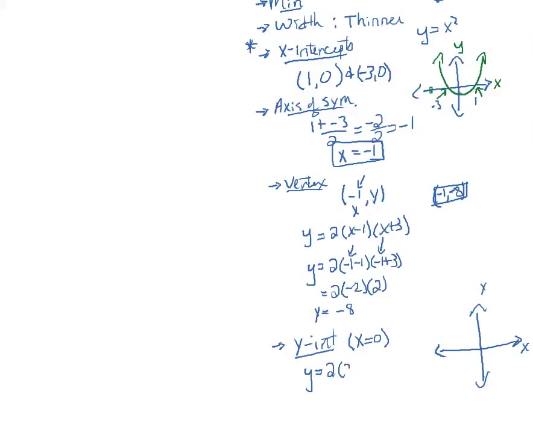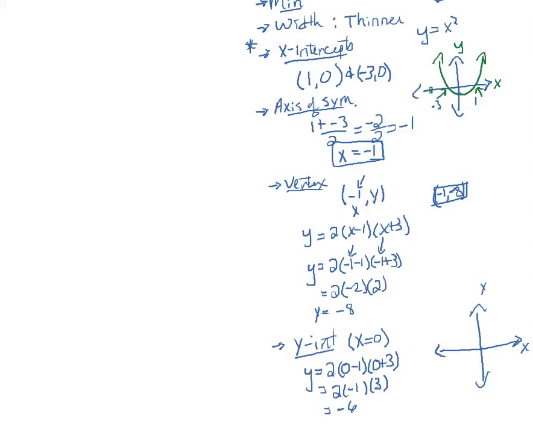So it was x minus 1. Well, we're going to use 0 for x now. And x plus 3, we use a 0 there. 0 minus 1 is -1. Let's not forget the 2. 0 plus 3 is 3. Do your multiplication, and you get -6.